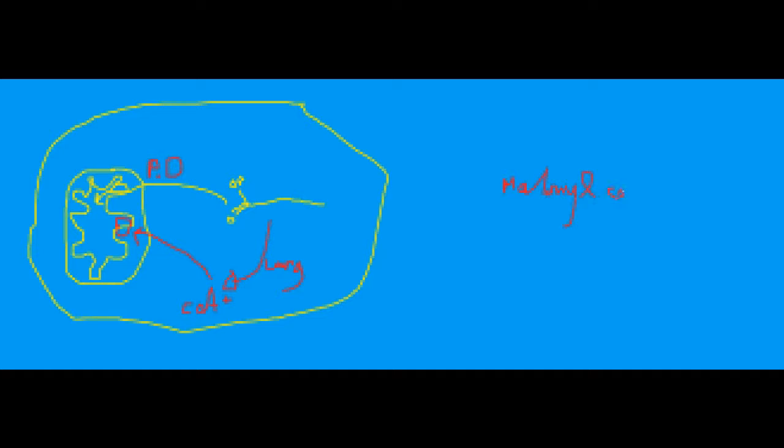It's important to note that malonyl-CoA is the inhibitor of the carnitine shuttle, and this is significant, and we will also cover the significance of this during fatty acid construction within the cell.